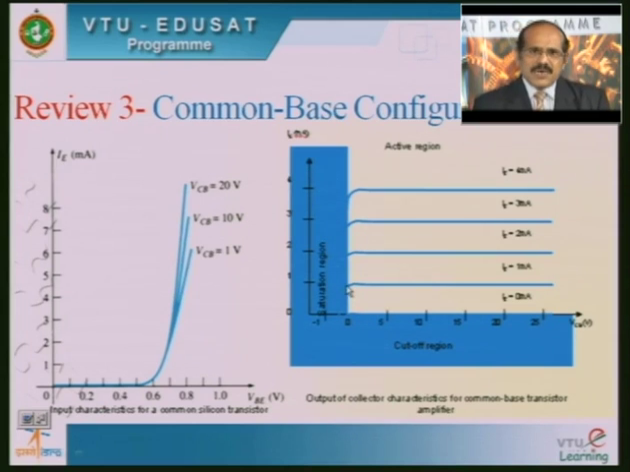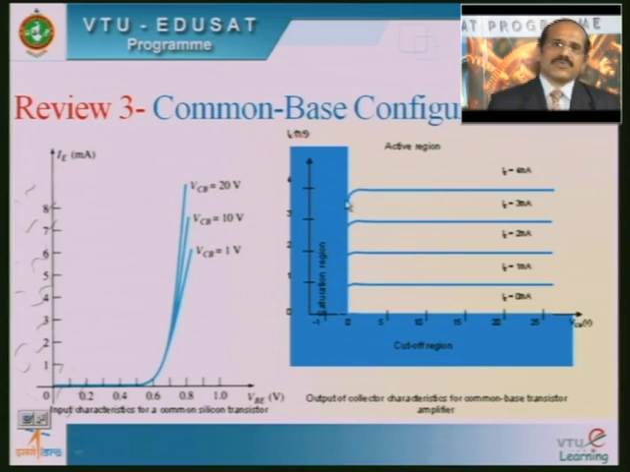The third point you can see from this curve is that even when VCB is made 0, the collector current is not 0. There is a finite value corresponding to VCB equal to 0. It is because, as you know, even under the no bias condition, there will be a depletion region across the PN junction, and this PN junction will allow the flow of current across it. Therefore, when VCB is reduced to 0, the collector current has some finite value.